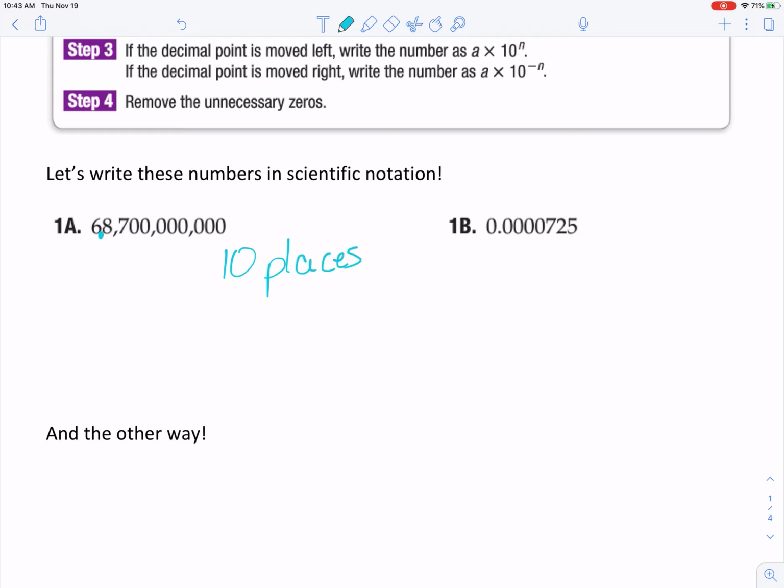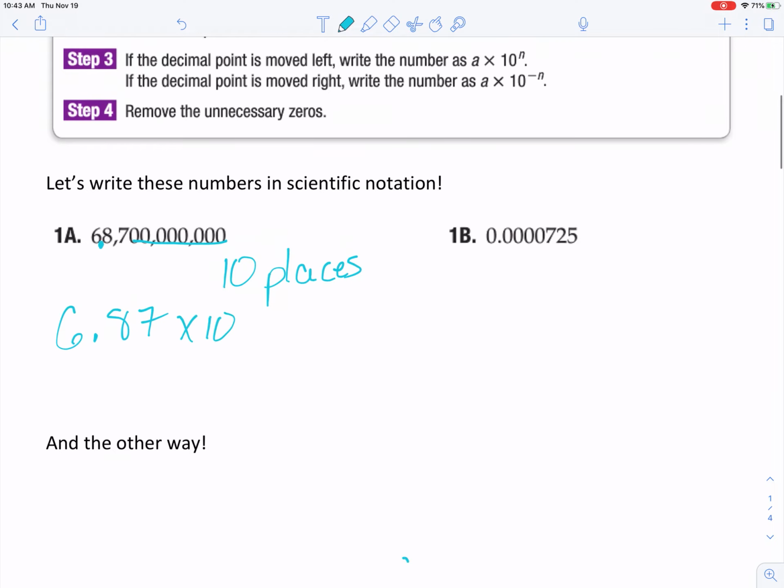If you want something to be bigger, you're going to multiply it by the bigger number, right? That's what's going to be a positive. So this is going to be 6.87. You do not need to write any unnecessary zeros. These don't really tell me anything. I'm replacing all those by saying times 10 to the 10th.